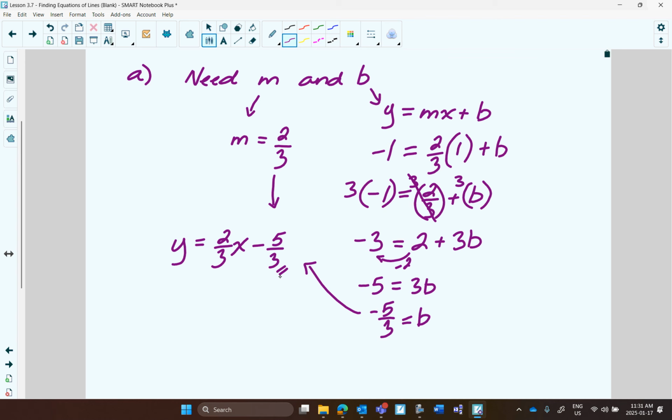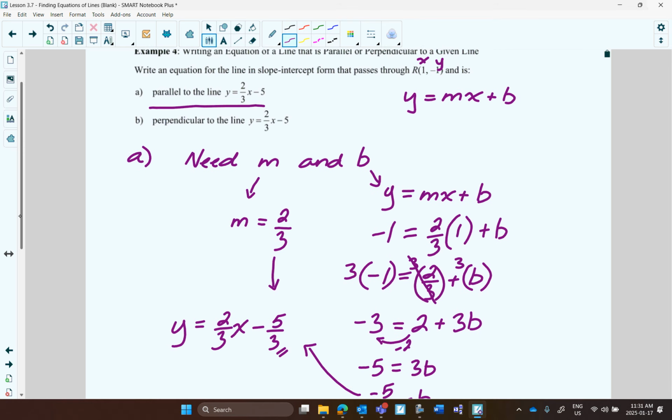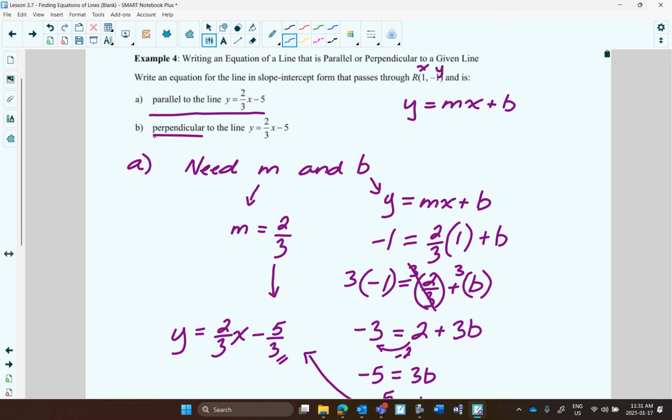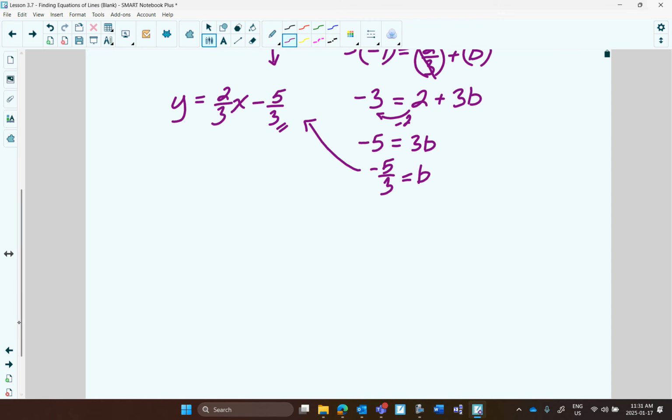B is a similar question, except it's not parallel to this line. It's perpendicular to this line. Again, remember, we need m and b. I'm not given the slope of this line. I'm not given two points so I can use the slope formula. But I am given a perpendicular slope.